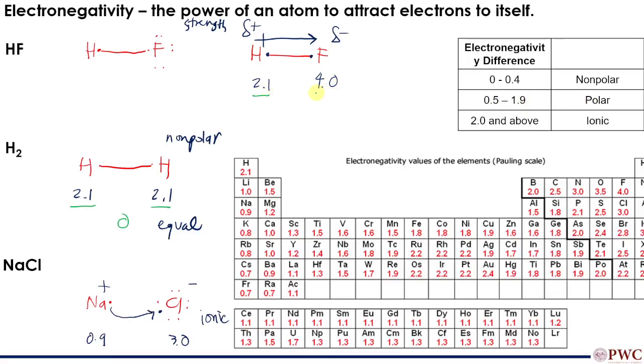So here, that's 2.1 and 4.0. The difference here is 1.9. So this one is a polar bond, a polar molecule. Then for this one, the difference is 2.1. That's 3.0 minus 0.9, that's 2.1. Again, that is ionic. Now, this range can differ sometimes. In some cases, 0.4 can be considered as polar, and again, this range can differ depending on the sources. But let's stick to this range for now.